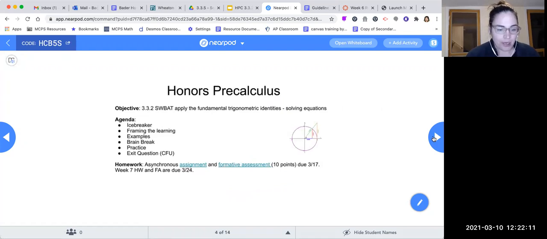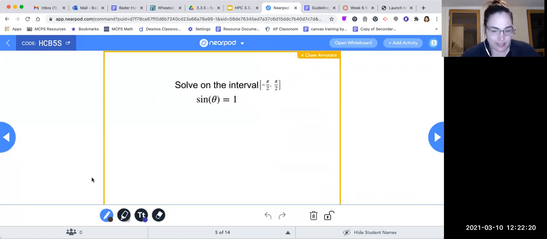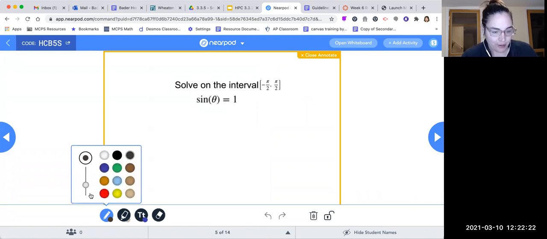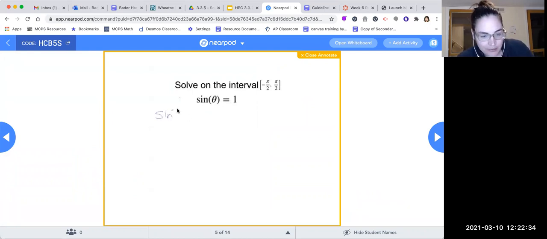Okay, so we're going to just do some examples and then practice in this video. All right, so our first example is solve on the interval from negative pi over 2 to pi over 2, sine of theta is equal to 1. So I'm just going to go through the steps we talked about last week. So with inverse sine, right? So we're doing inverse sine of theta to free up theta equals inverse sine of 1.